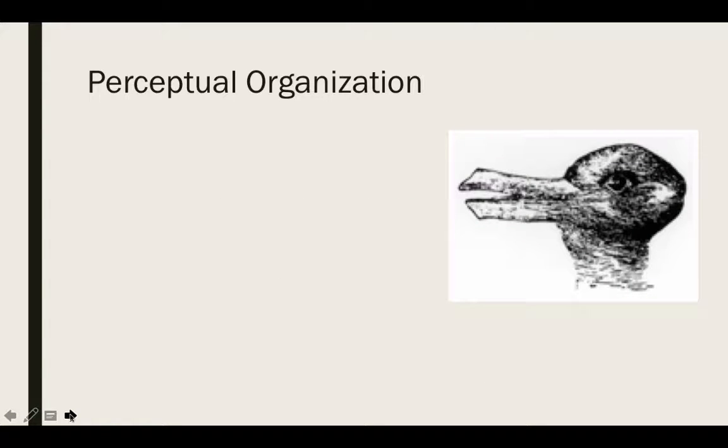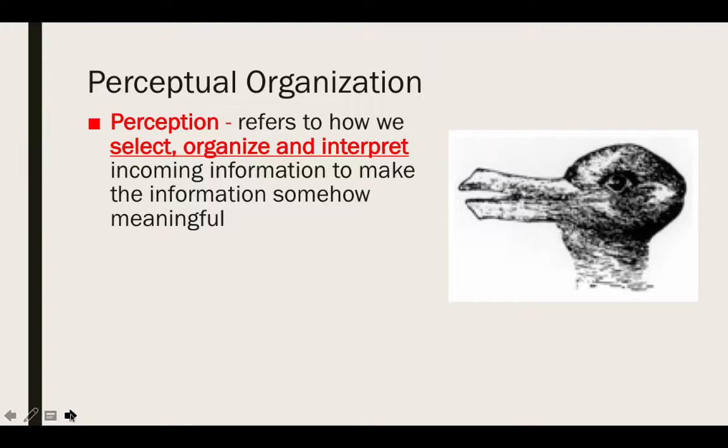We're going to first talk about perceptual organization. And perceptual organization refers to how we select, organize, and interpret incoming information from our senses, our bottom-up information, so we can make something meaningful and useful to us in adapting to our environment.